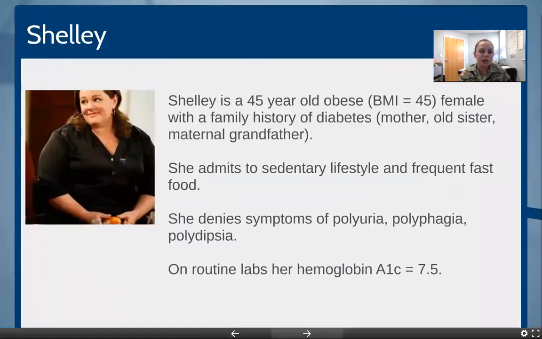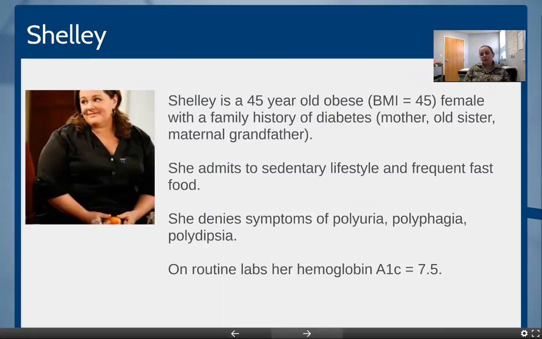So our first patient is Shelley. She's a 45-year-old obese female. She's got a BMI of 45, and she has a significant family history of diabetes. Her mother, older sister, and maternal grandfather all have type 2 diabetes. She admits to a sedentary lifestyle and frequent fast food. She denies symptoms of hyperglycemia, including polyuria, polyphagia, and polydipsia. On routine labs, her A1C was 7.5, which is diagnostic of type 2 diabetes.